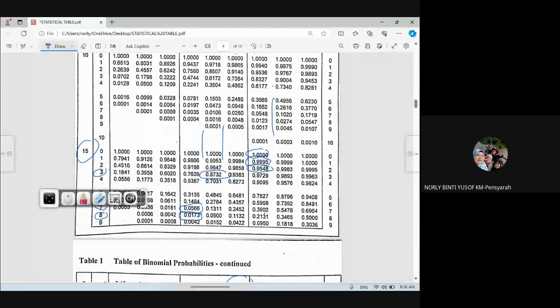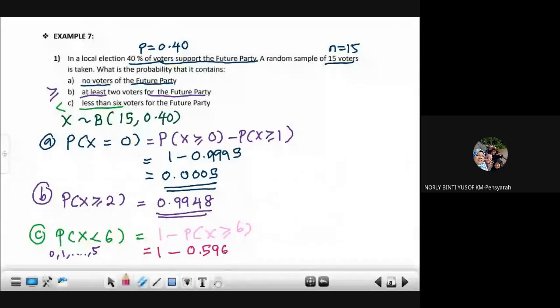6 dekat line yang sama tadi. Cuma untuk 6, sinilah kan ni 6. So sini 0.5968. So tulislah 0.5968. So you got 0.4032. Okay.